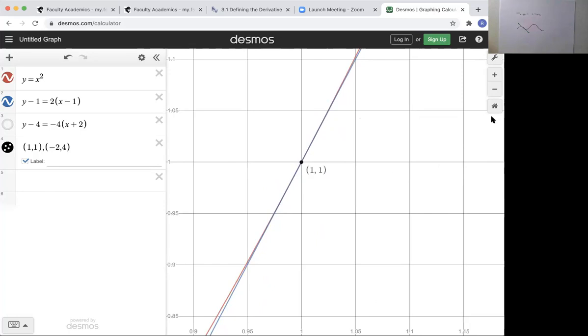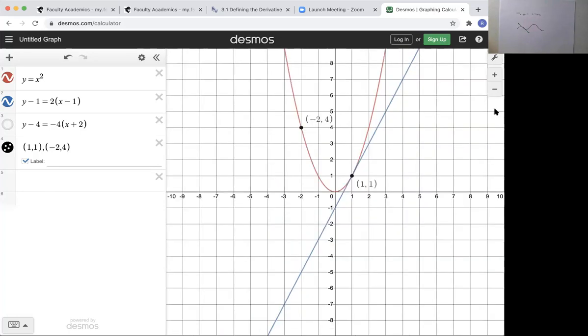But I want to find the equation of that blue tangent line. And I know what the point is. It goes through the point 1, 1. That's the only point it goes through. So the issue is, what is the slope? Can I find the slope of that blue line? That will give me the equation of the tangent line through the point 1, 1.